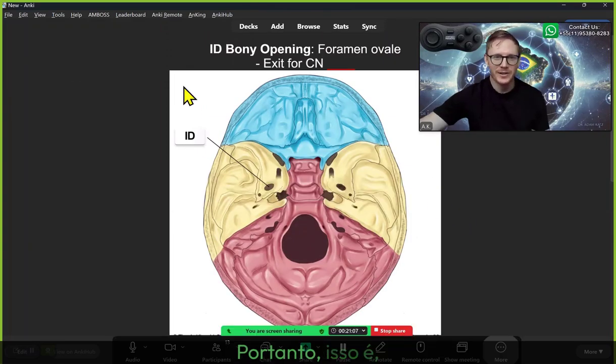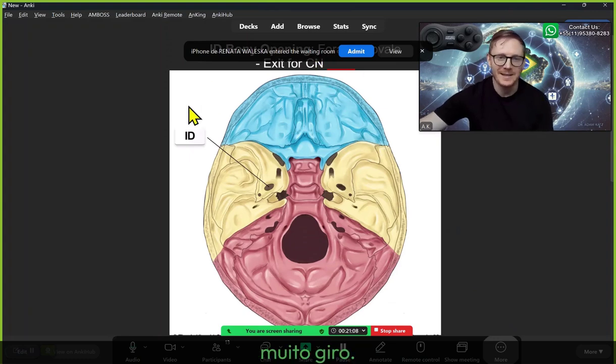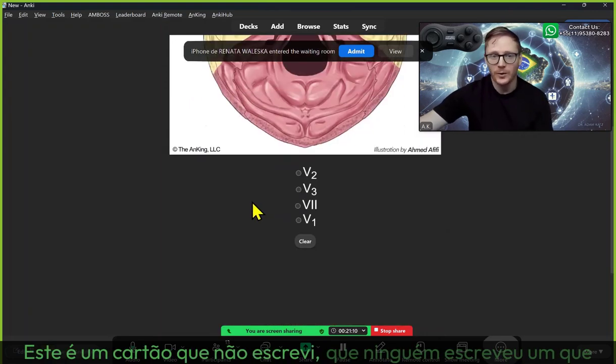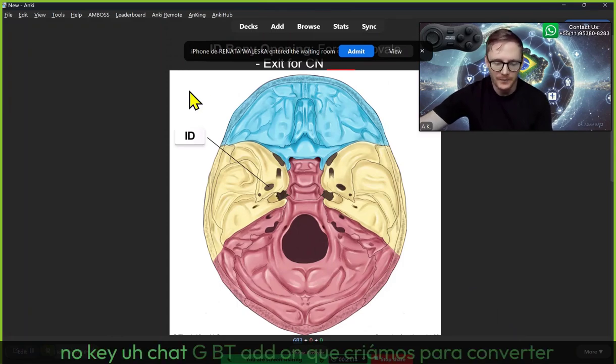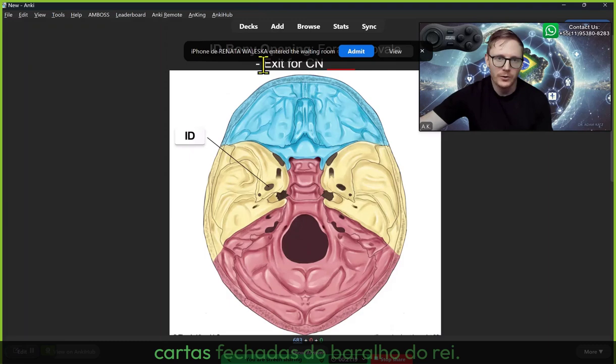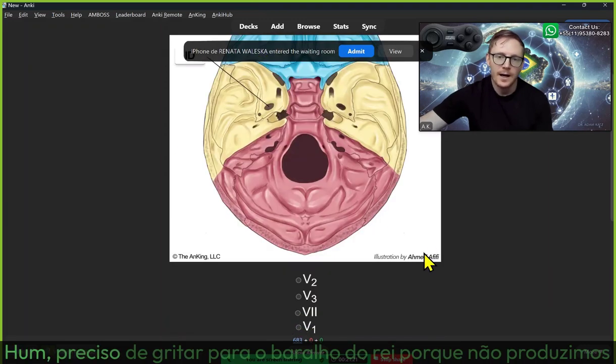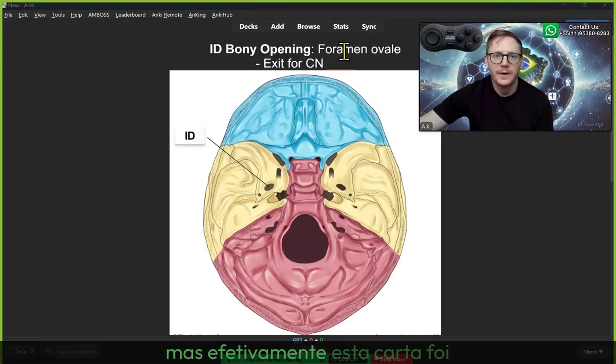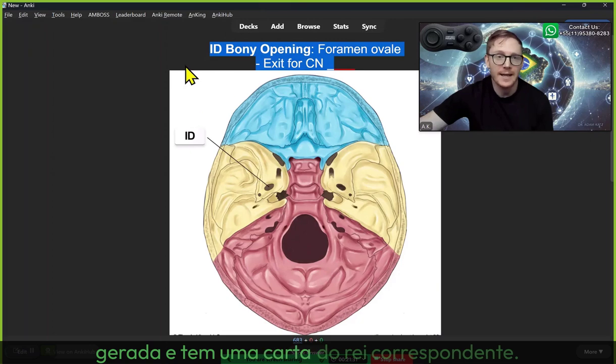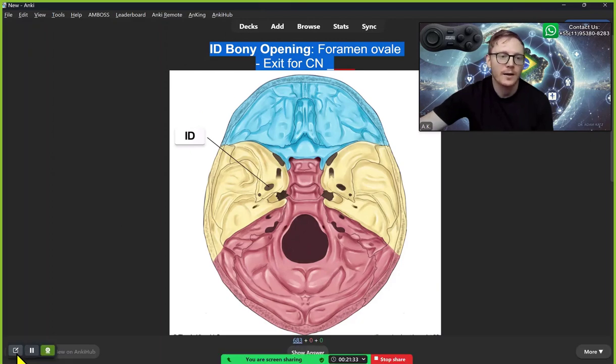So this is cool. To me, this is very neat. This is a card that I did not write, that no one wrote. We used an Anki ChatGPT add-on that we created to convert cloze cards from the Anking deck. I need to give a shout out to the Anking deck because we did not produce this image, but effectively, this card was generated and has a corresponding Anking card.